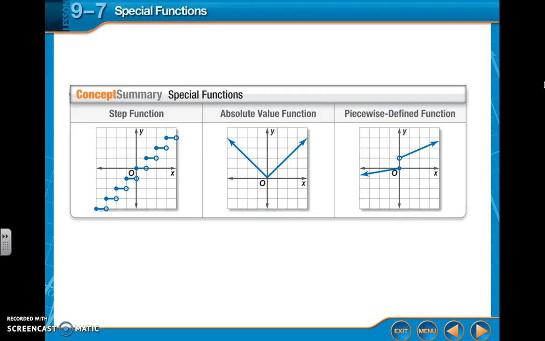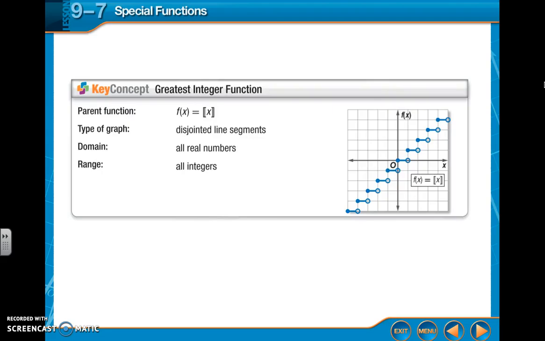Now notice the step function and the piecewise function have open circles in them. Your calculator cannot give you those open circles. It doesn't give you where those open circles are on your table or on the graph itself. So you need to know that those are going to be there, and you're going to need to know how to plot them. Okay, so that part can be a little bit tricky. So let's start with the step function.